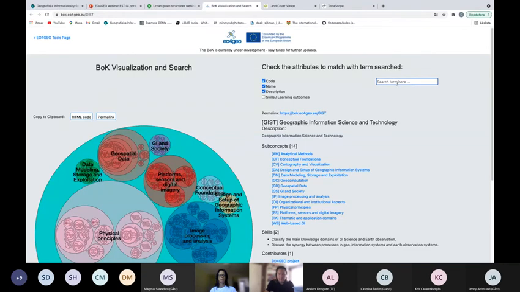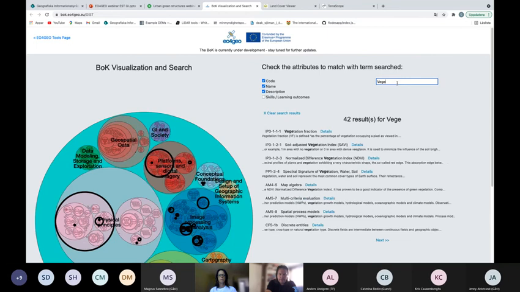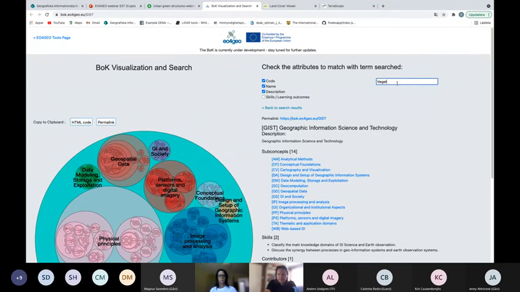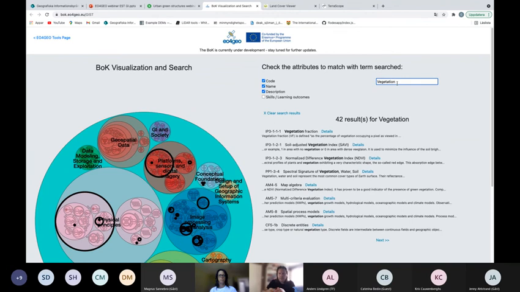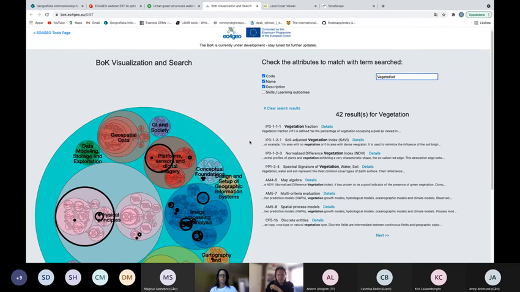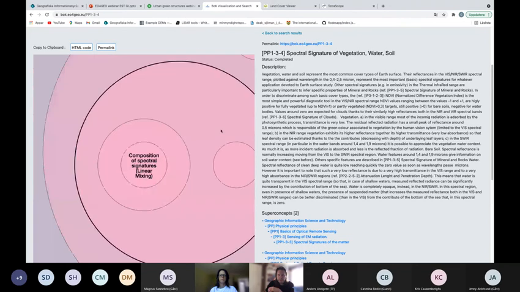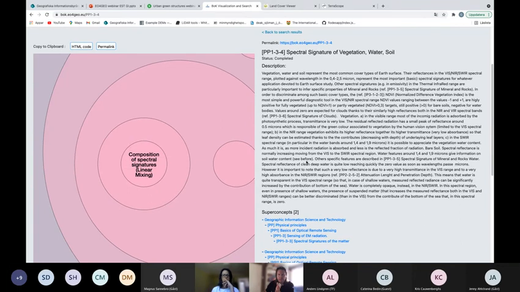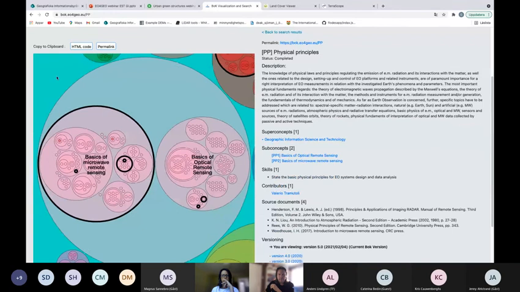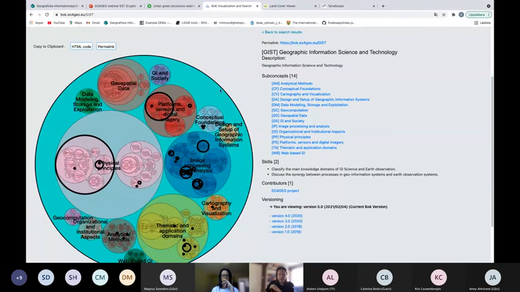This is the visualization of this body of knowledge tool, and from here we can just type a word, for example, vegetation. And we will get a lot of information about, for example, vegetation indices, spectral signatures of vegetation, and we can get some details here and links to different articles and literature on this. So this is a way of learning things about Earth observation and geographical information systems.